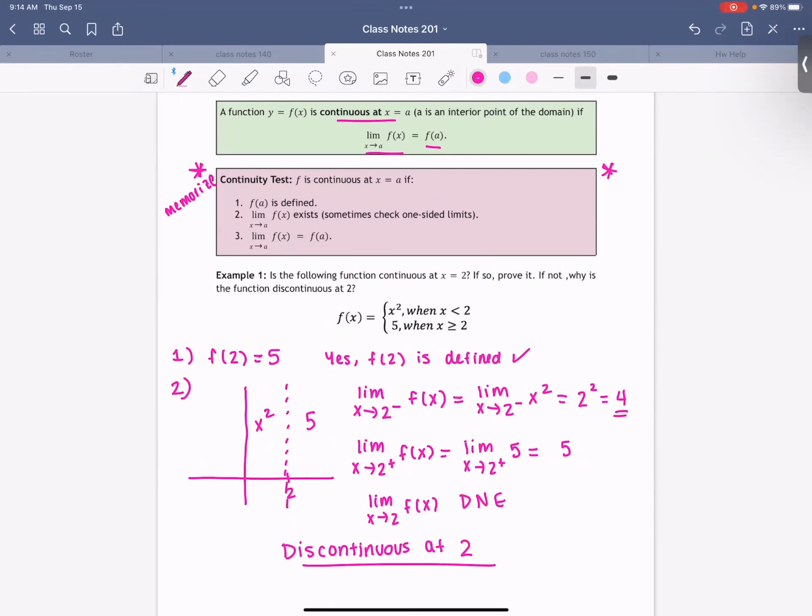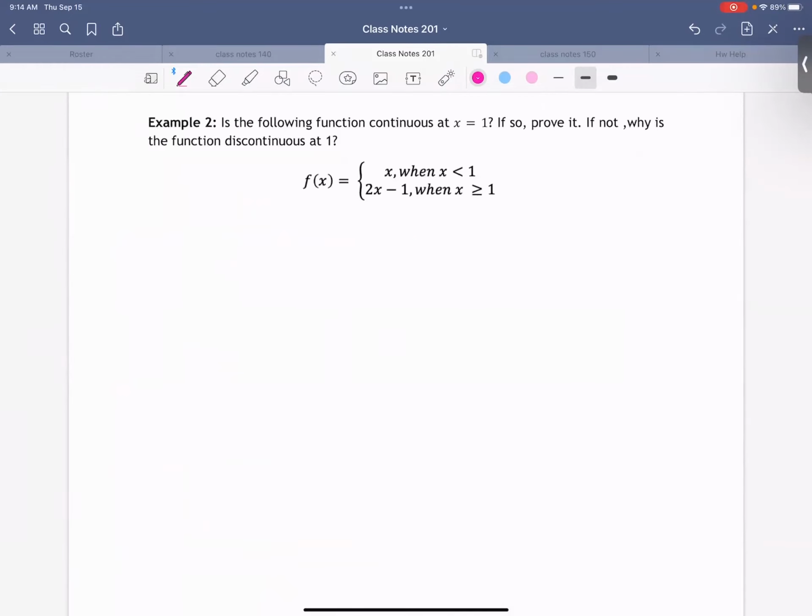All right, any questions before we move on? Good. All right, let's go to example 2. I promise I'll let you on your own, but let me show you an example where we're proving something is continuous, going through all the steps. Okay, we have another piecewise function. Number 1, we want to find if it's discontinuous at 1.